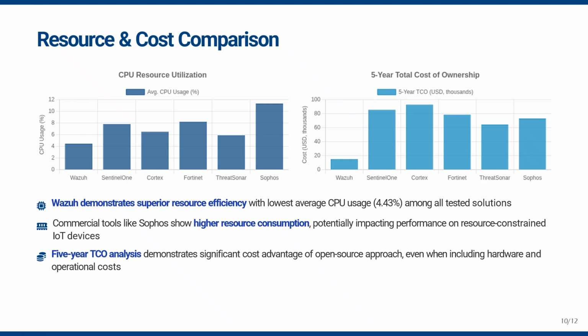Our 5-year total cost of ownership analysis revealed dramatic differences. Even when including hardware and operational costs, the open-source approach demonstrated significant cost advantages over commercial alternatives. For organizations deploying security across thousands of IoT devices, this cost difference becomes substantial and can determine the feasibility of comprehensive security coverage. This cost effectiveness is particularly important for IoT deployments, where the sheer number of devices can make commercial licensing costs prohibitive, potentially leaving devices unprotected due to budget constraints.